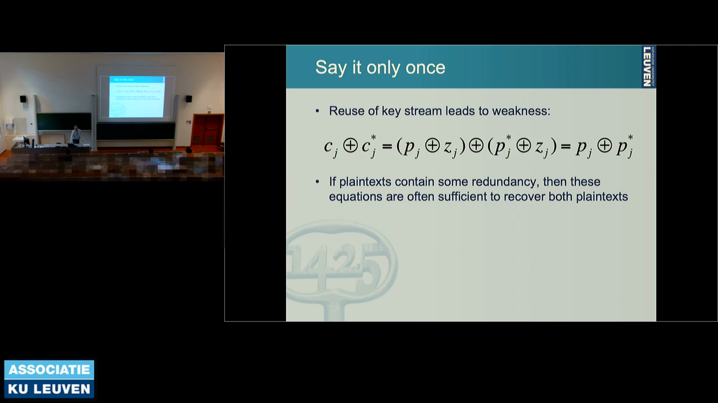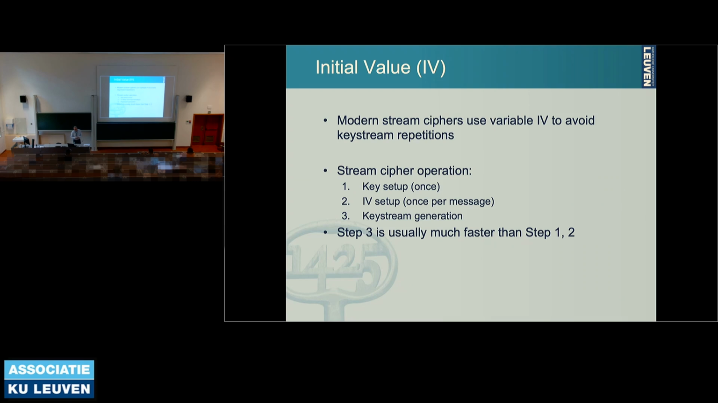So that's in fact why in modern ciphers we have this initial value. In the old days, this initial value was typically a constant. But nowadays we know we have to vary it, that for every new message you should have a new initialization value, such that you always generate different keys.